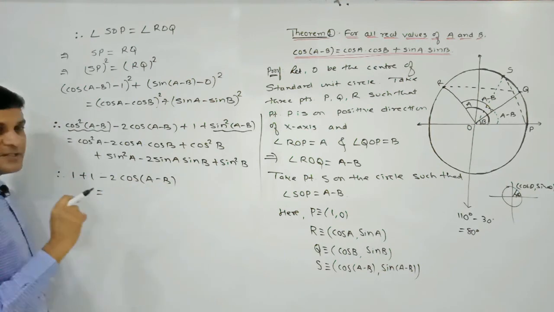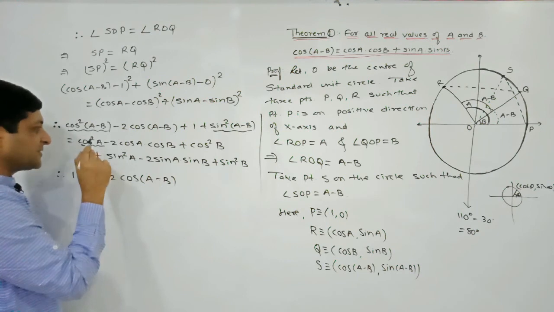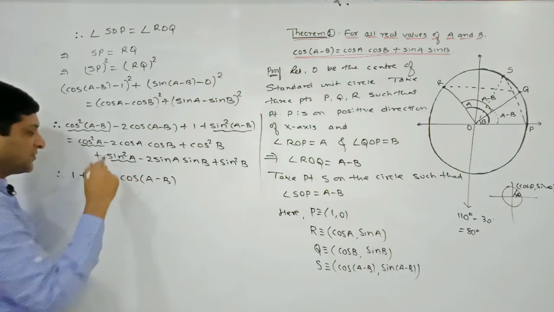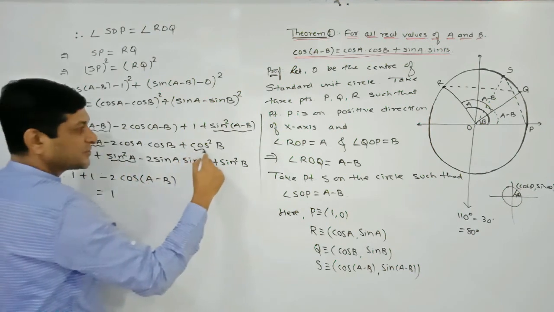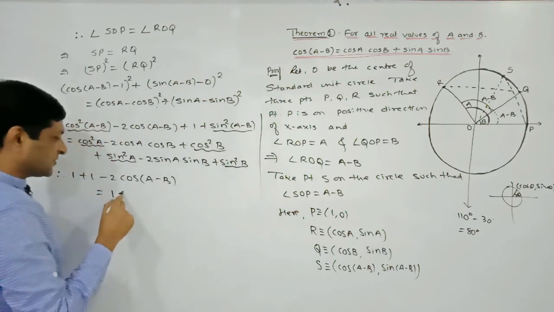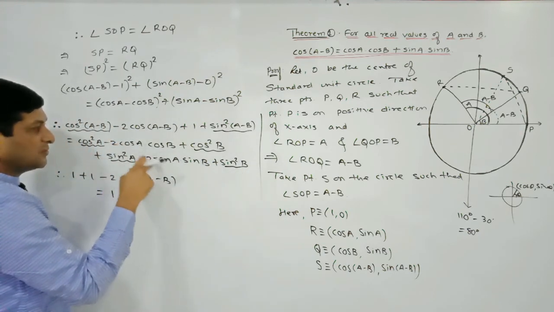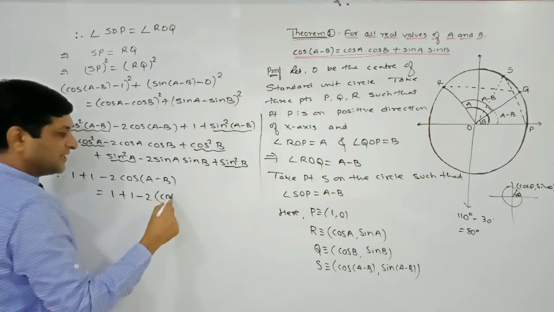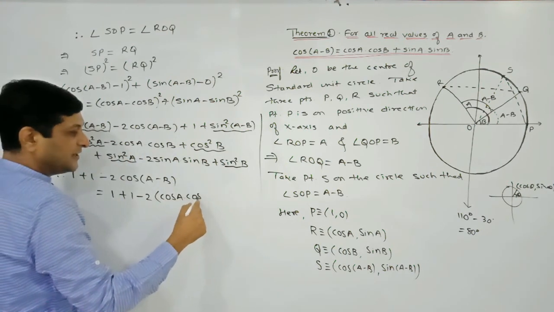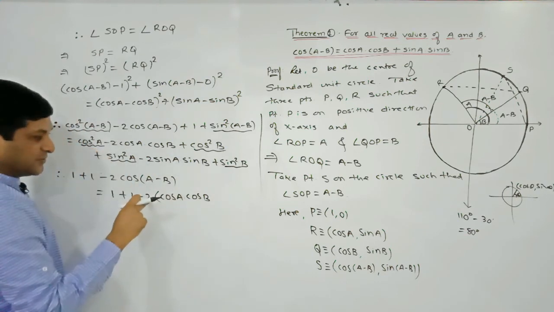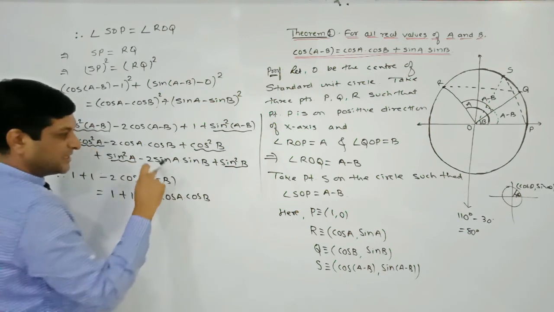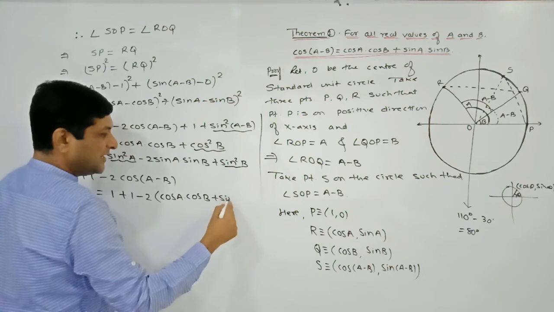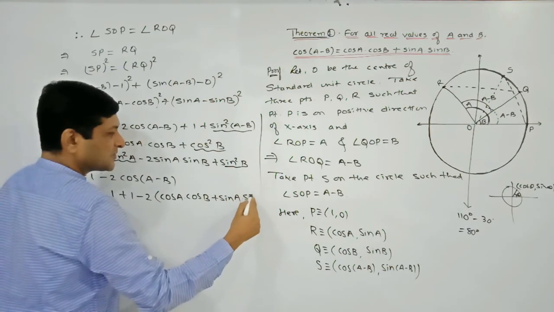Now observe the right hand side very carefully. Cos square a plus sin square a is 1. Again cos square b plus sin square b is also equal to 1. And from these two terms, if we take minus 2 common, what do we get here? Cos a into cos b, and if I take minus 2 common here also, we will get plus sin a into sin b.